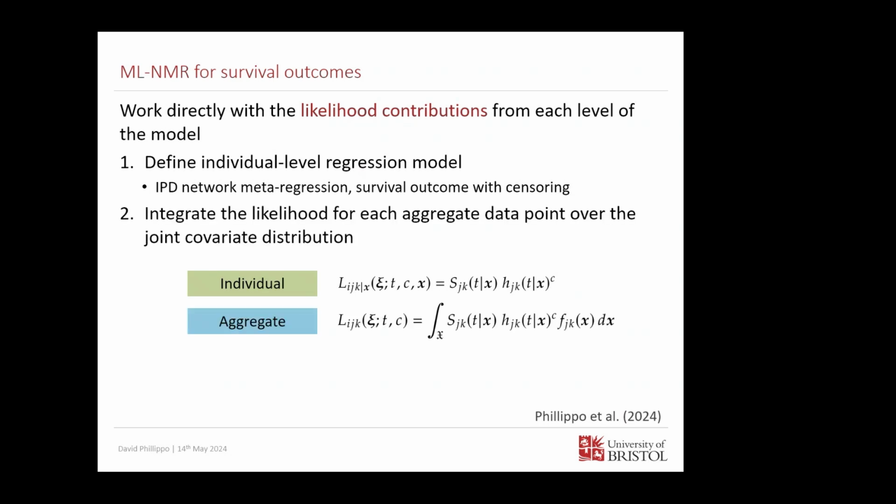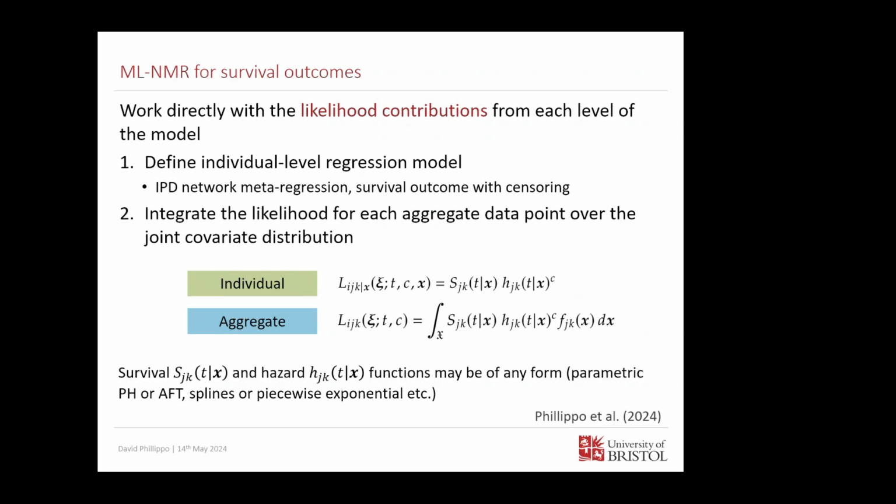And then for the aggregate level of the model, for the aggregate studies, we're just going to directly integrate the likelihood contributions over the joint covariate distribution. So this is kind of taking that integration almost one step up in the model. Rather than integrating certain parameters in the model, now we're just integrating the whole likelihood in one go. And that means that you don't even have to be able to write down what the model looks like. You can evaluate this likelihood numerically using the same numerical integration approach that we showed earlier.